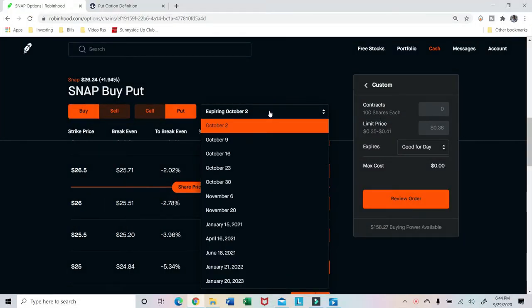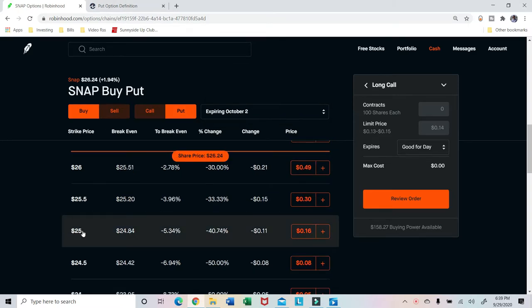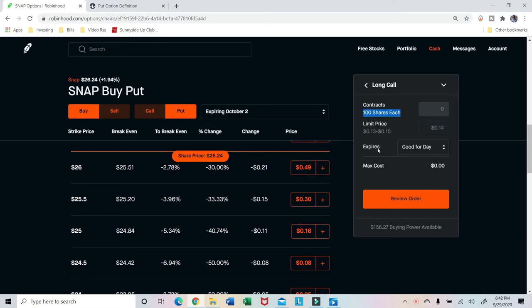First, you have the day that the contract expires, and next you have the strike price. We'll pick $25. If the stock drops below $25, you're agreeing to pay 16 cents per share to sell the stock at $25 when it could be valued even less. The contract is for 100 shares, so you're not actually paying 16 cents, you're actually paying $16.